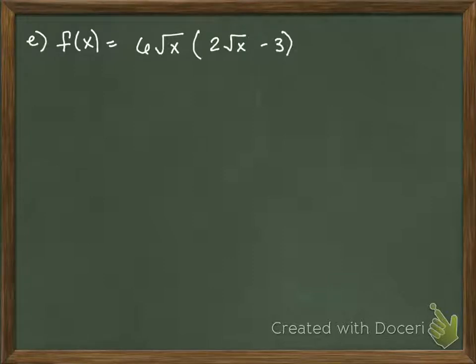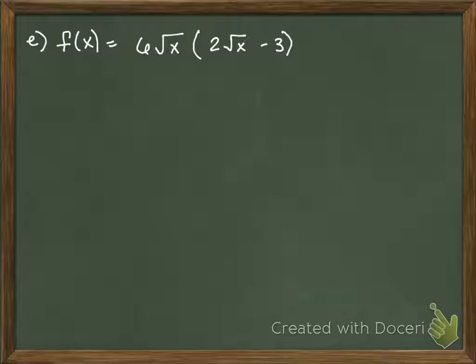Y'all ready? Part E? Let's go. Come on, E, I like it. Here we go. F of x, 6 square root of x times 2 square root of x minus 3.